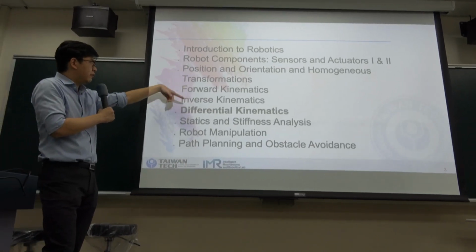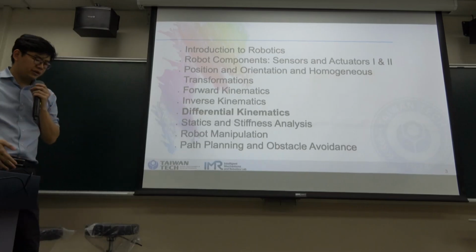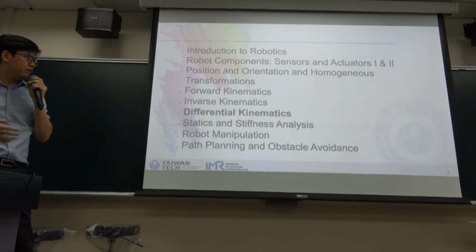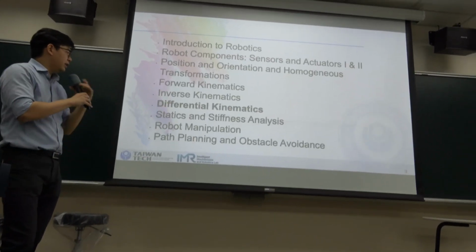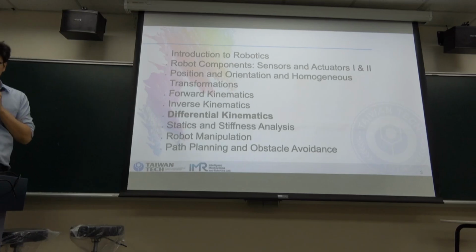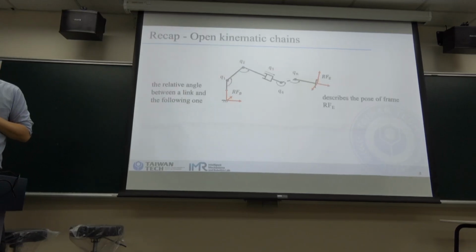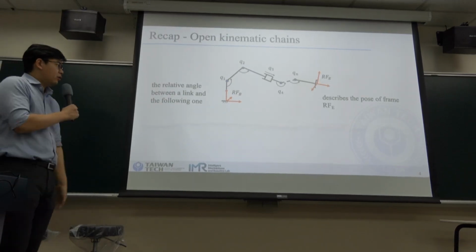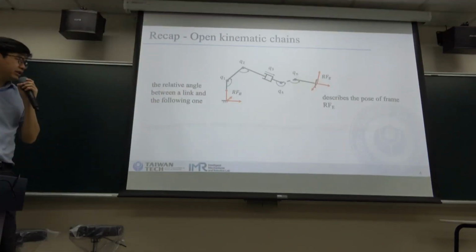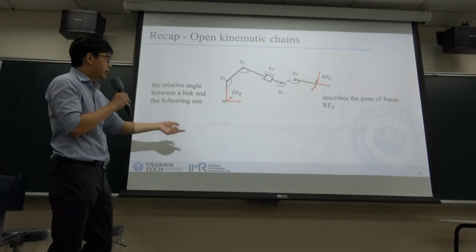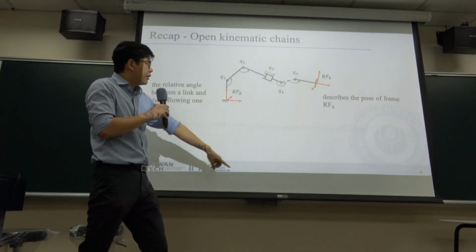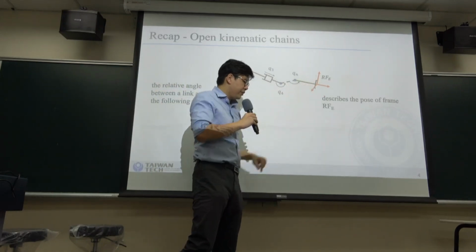The two parts will be the forward and inverse kinematics, because this is a fundamental mathematical modeling of the robots. And today we'll be covering the differential kinematics, which is a Jacobian. So we have already seen this diagram many times. This is a serial manipulator. Here we have the robot frame, which is the base frame, and here we have the end-effector frame.